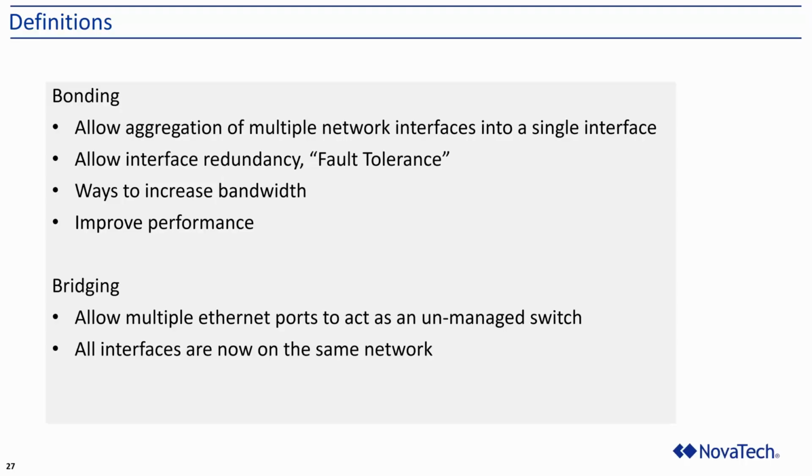So bridging is going to be actually taking multiple of those physical Ethernet ports to act as an unmanaged switch. So on the Orion I/Os, both Ethernet ports would act like one on the same network. We've done an intensive Power Hour on bridging and bonding, and how to set that up, and the different types of mode for bonding.